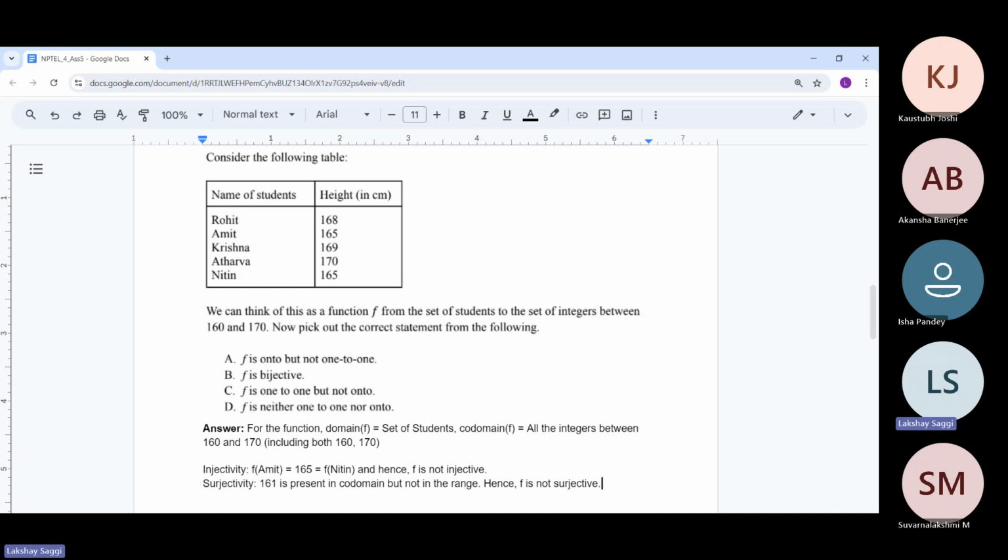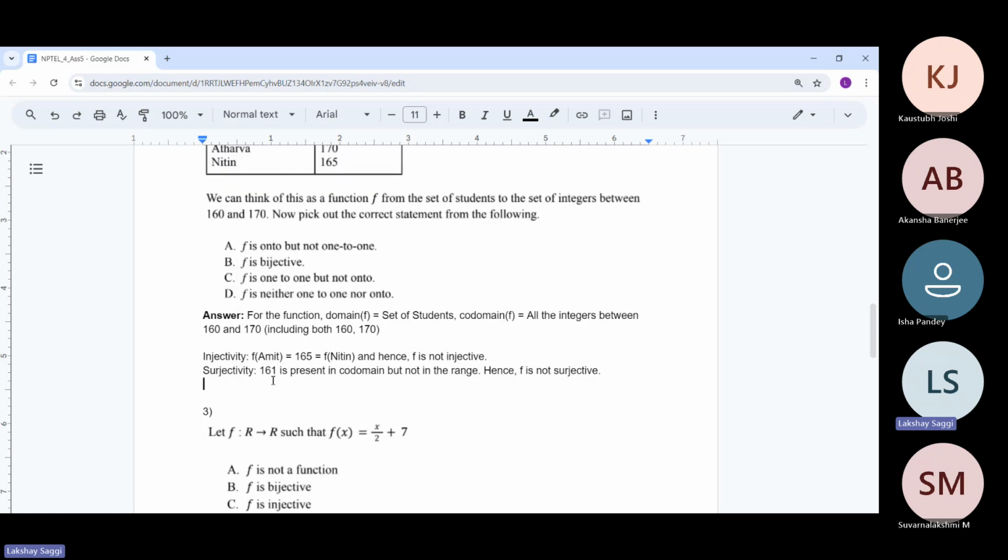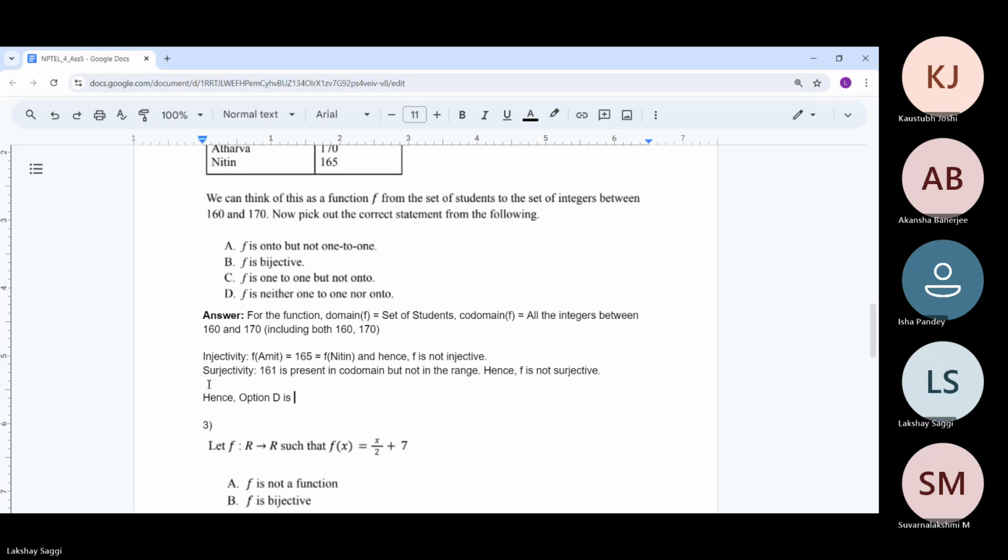So the correct answer will be again f is neither one-one nor onto. Obviously f is not bijective also if it is neither one-one nor onto. So option D is the only correct answer. And yeah, Akansh and Kaustav had written this answer in the chat. So good job, guys. Your answer is correct.